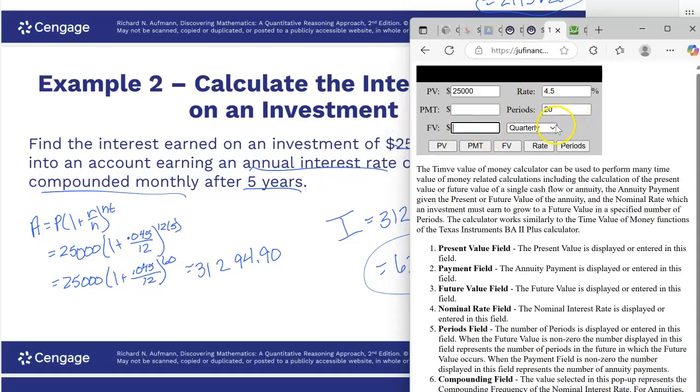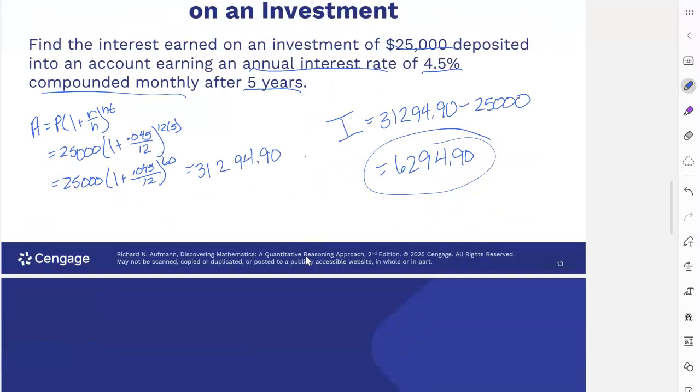I'm just going to empty that out. This is compounded monthly now. And we've got to figure out how many periods. So monthly for 5 years. Monthly for 5 years is what that exponent represents. That's the number of periods. So that's going to be 60 there. And then when I click on future value, I'm going to get $31,294.90. So we can use this to help us compute some things.